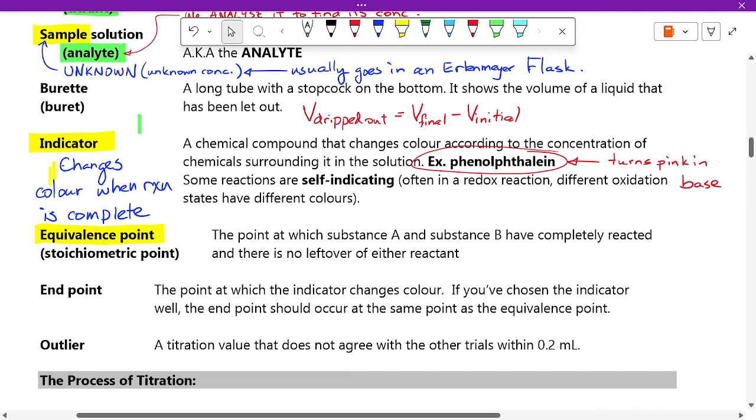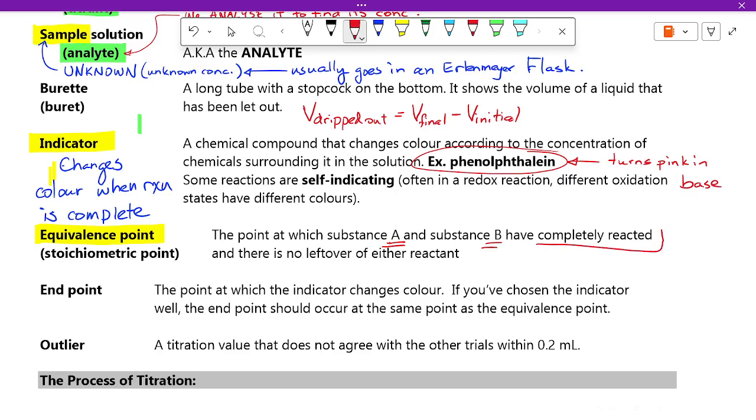Okay, so this is our equivalence point. It is where substance A and substance B have completely reacted and there is no leftover. And that means that you can use the mole ratio.